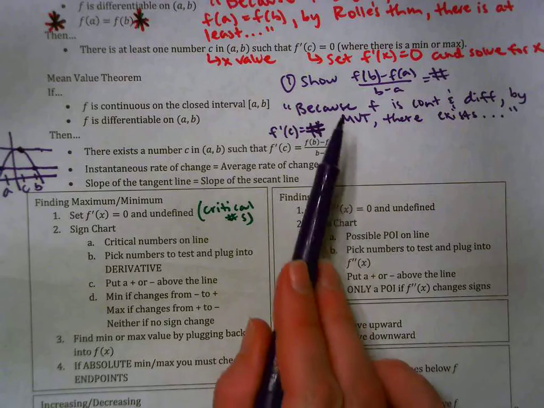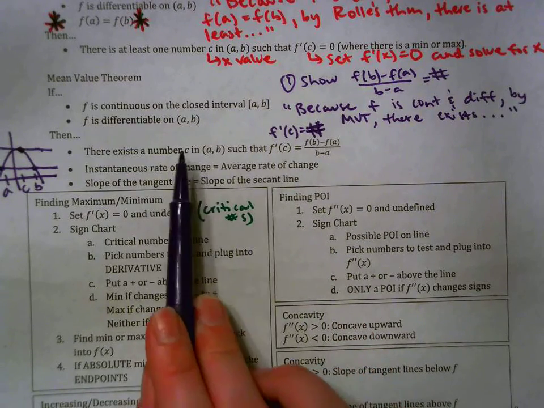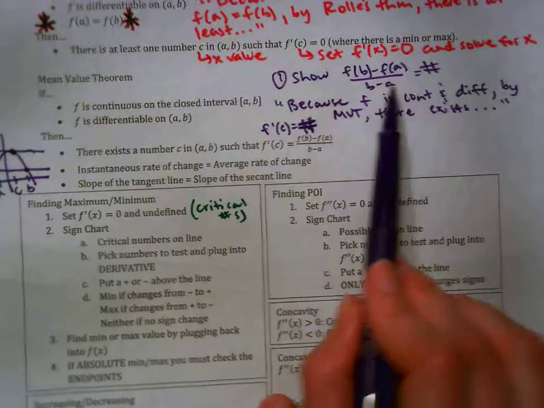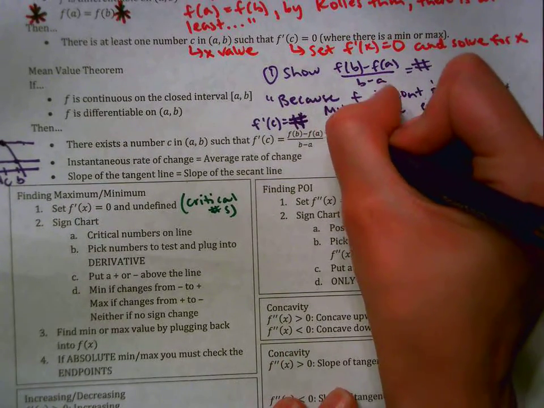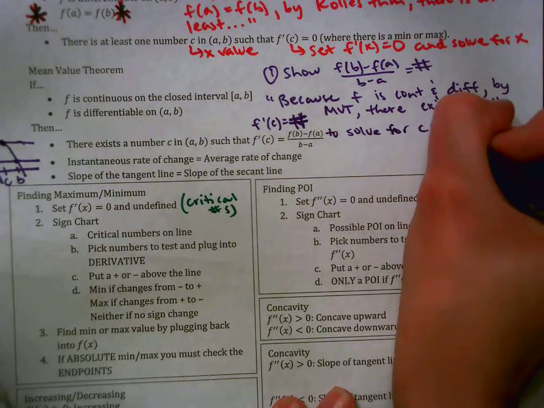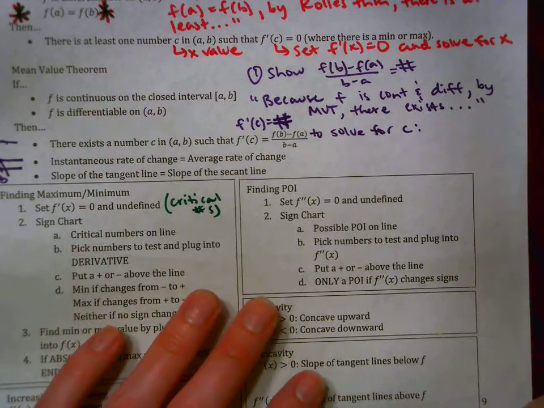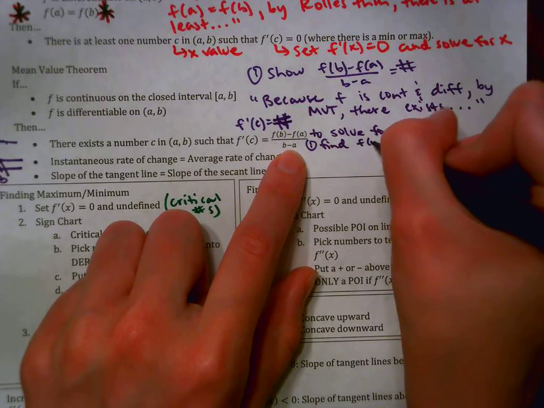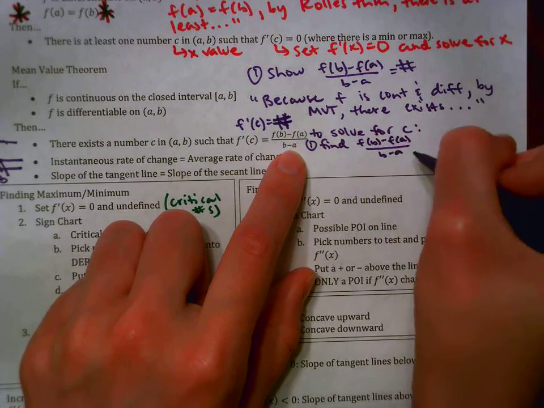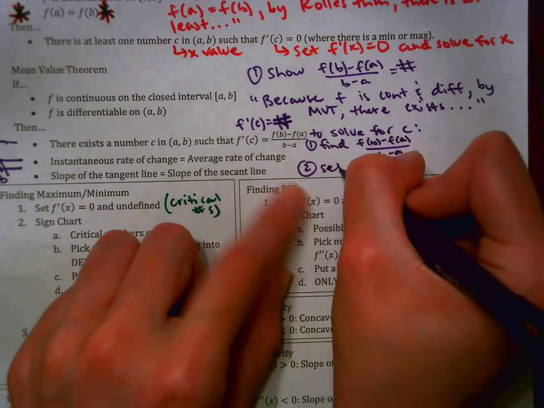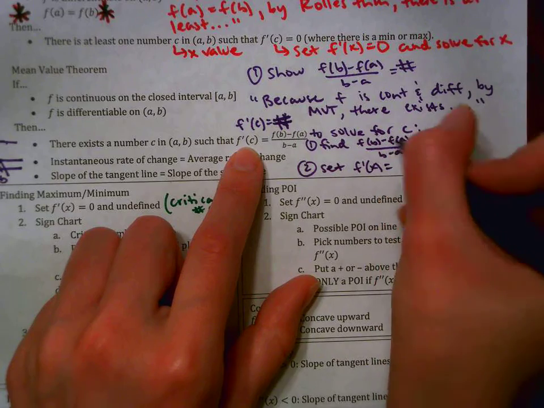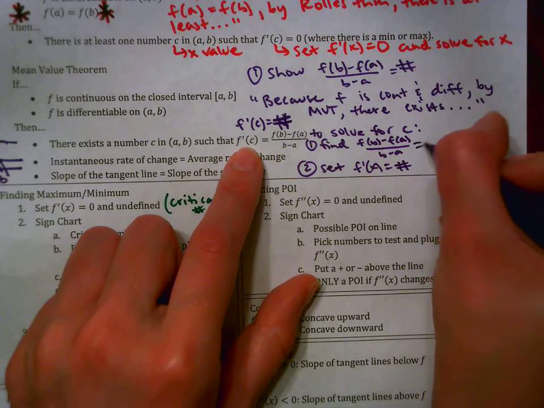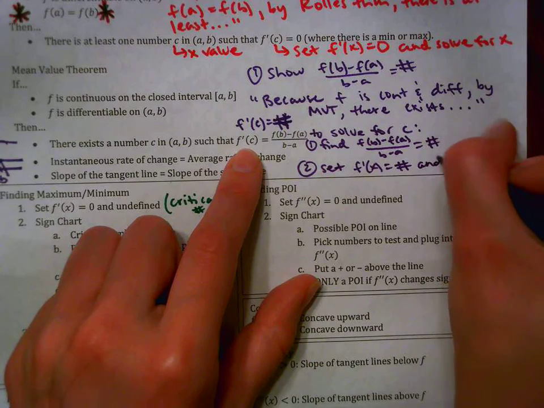Normally free responses are like that setup, but if they did ask what number c is, how would you solve for that c? Again, it's an x value, so you're solving for x. To solve for c, because I think there's a question on your AP practice, we have to do this. You first find your average rate of change, your f of b minus f of a over b minus a, and then your second step is you set the derivative f prime of x equal to whatever that number is and solve for x.